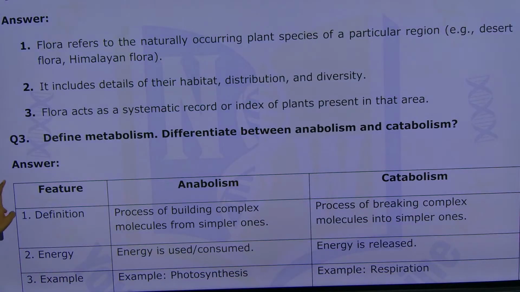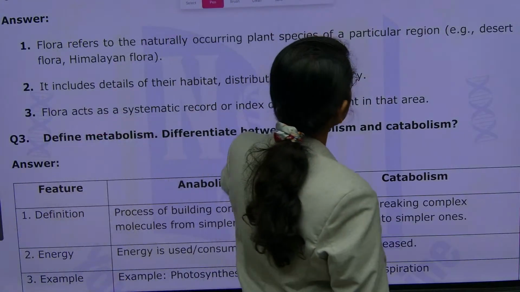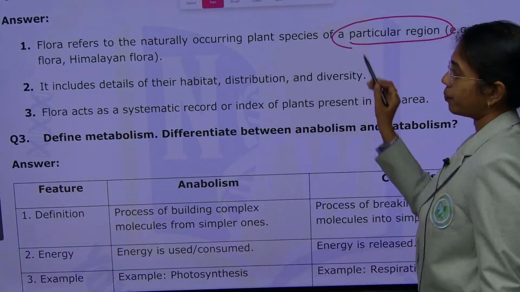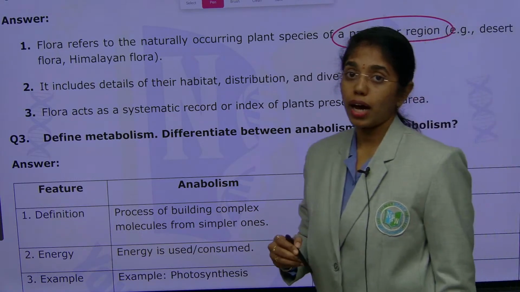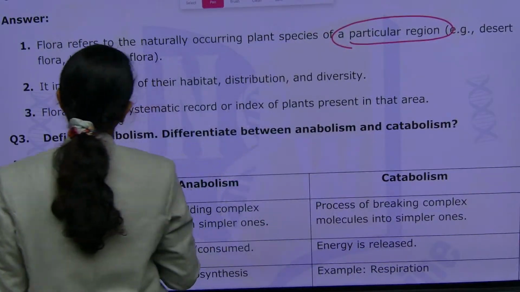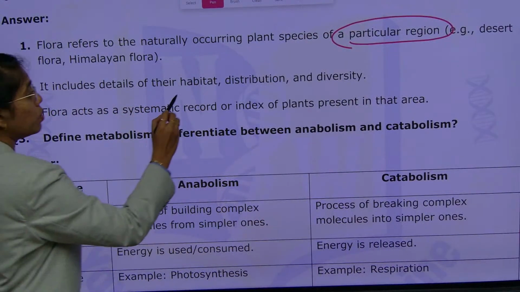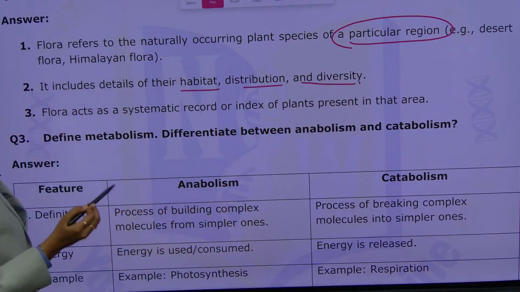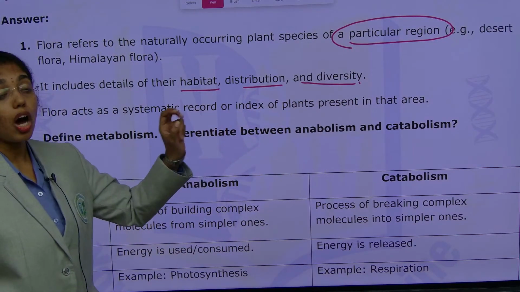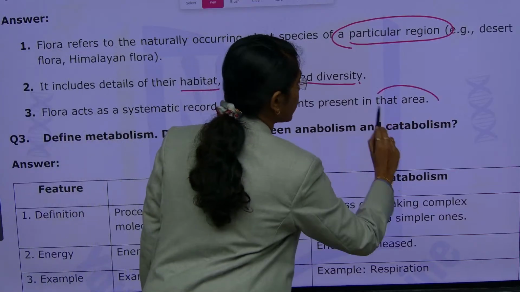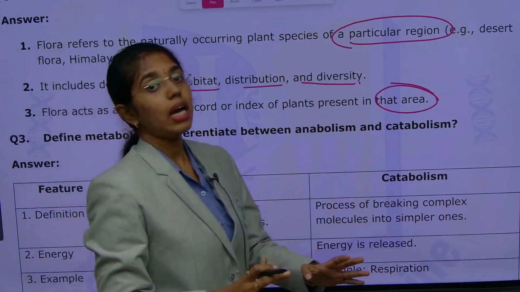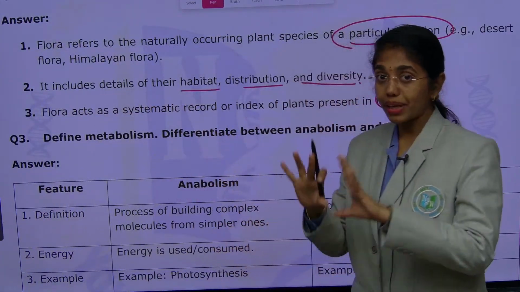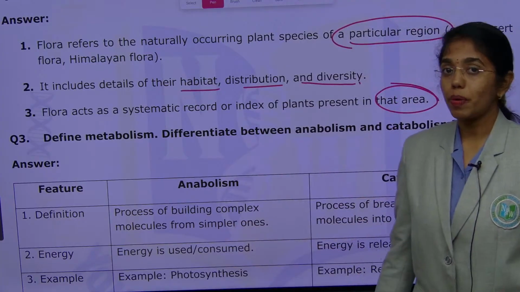Flora refers to naturally occurring plant species of a particular region. For example, desert flora or Himalayan flora includes details of their habitat, distribution and diversity. Flora acts as a systematic record or index of plants present in that particular area. Complete information about a single habitat is presented in flora. Remember that.